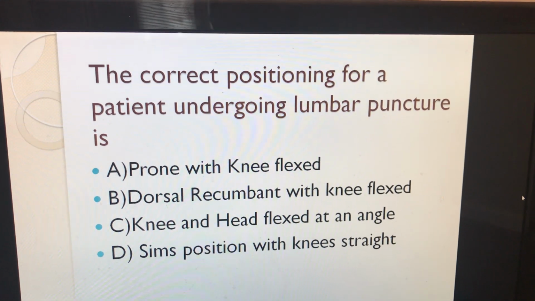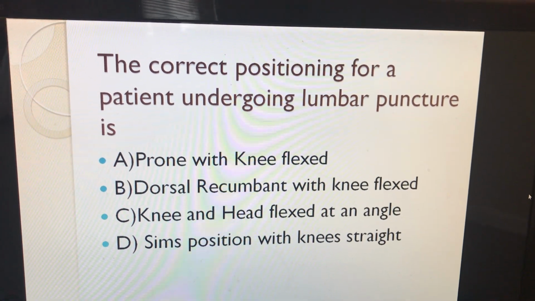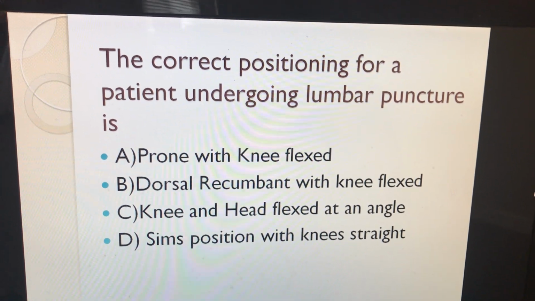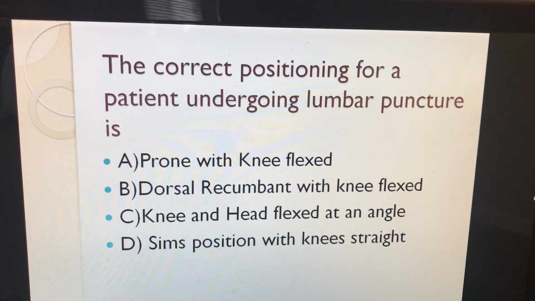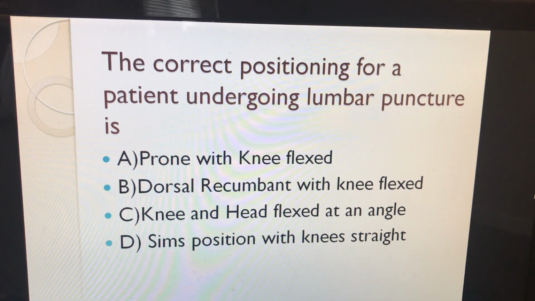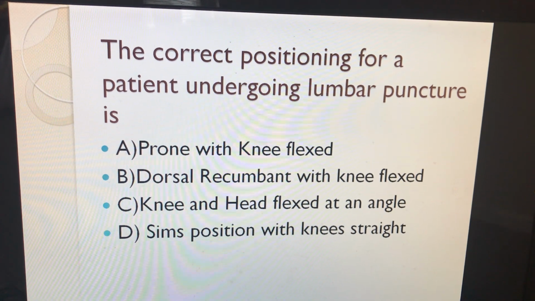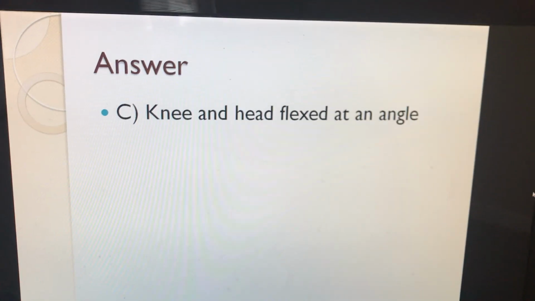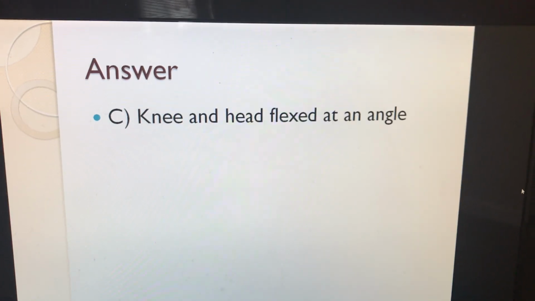The correct positioning for a patient undergoing lumbar puncture is A, prone with the knee flexed, B, dorsal recumbent with the knee flexed, C, knee and head flexed at an angle, or D, Sims position with knees straight. The answer is C, knee and head flexed at an angle.